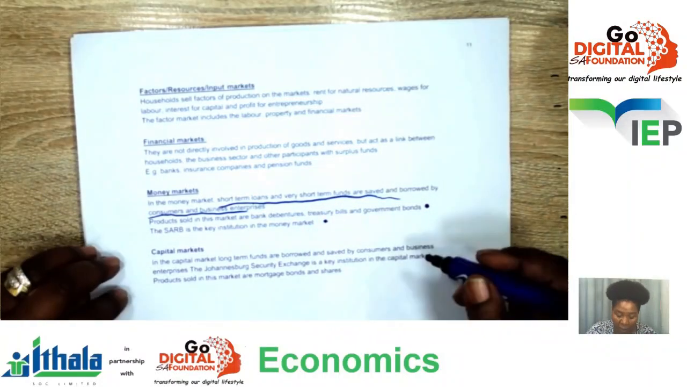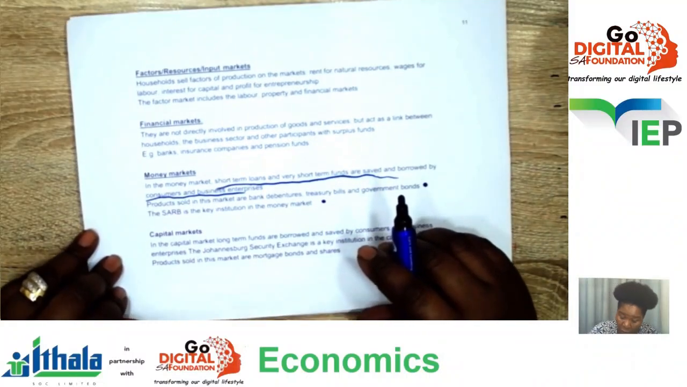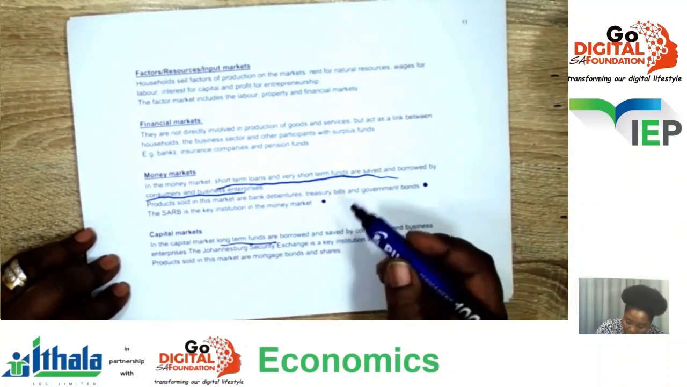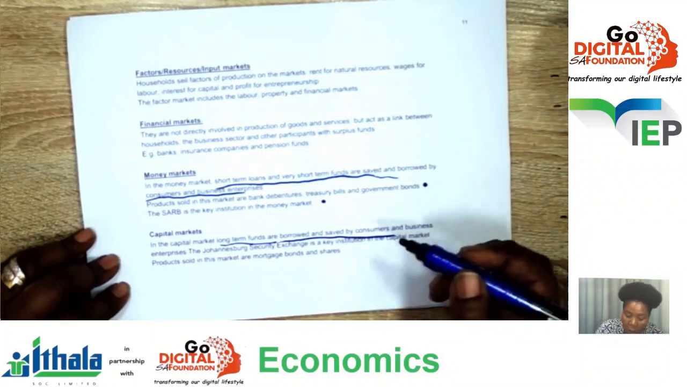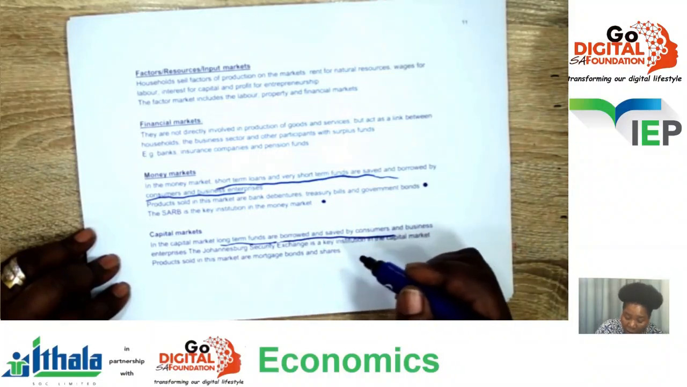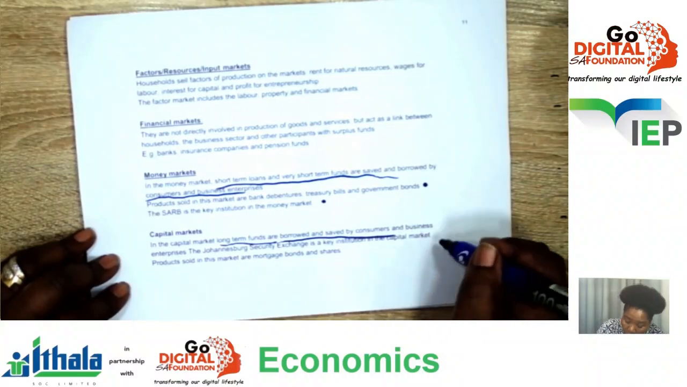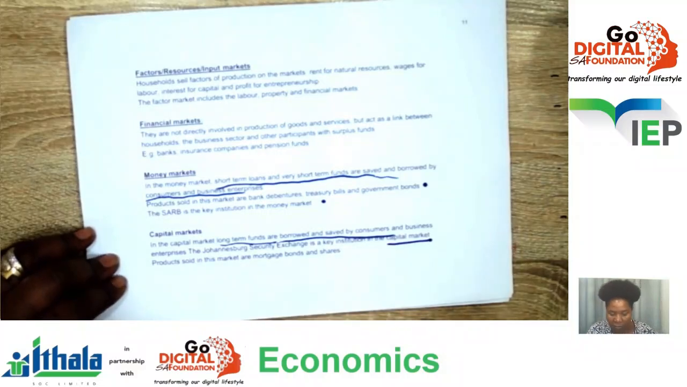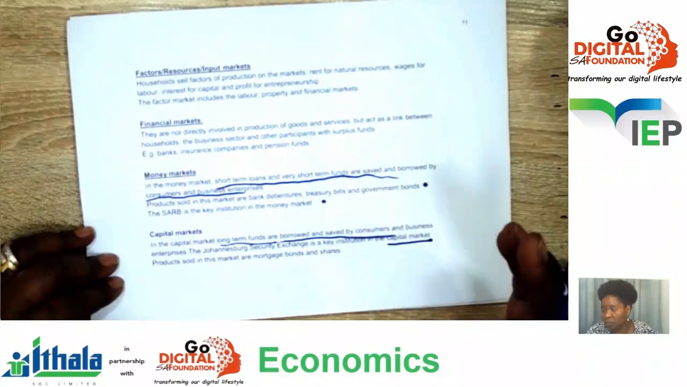What happens with the capital market? That's where we invest. The capital market is where we get our long-term funds. Our banks can also borrow here. We can also save here. We also talk about the Johannesburg Securities Exchange because it is the one that controls the capital market. Products sold in this market also include our mortgage bonds and also the shares that we're buying.